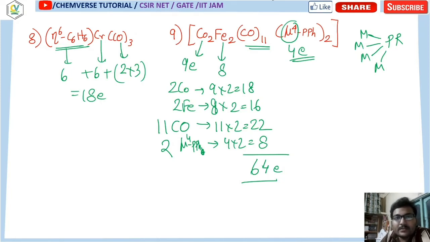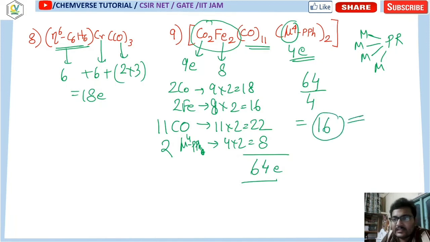How many metal centers are present? Is it only a single metal? No. There are 2 cobalt and 2 iron. So the total number of metals is 4. So if you divide 64 by 4, it is 16. So it can behave as 16 electrons. So its stability is comparable to 16 electron species.